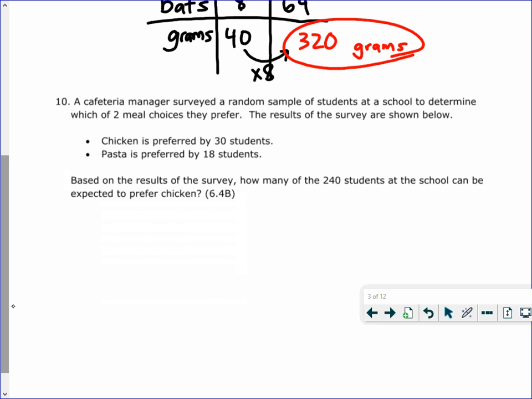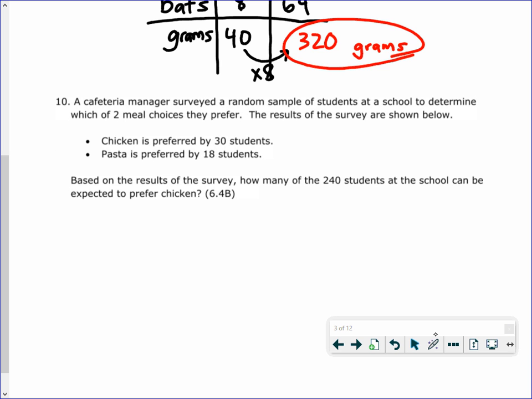A cafeteria manager surveyed a random sample of students at a school to determine which of 2 meal choices they prefer. The results of the survey are shown below. Chicken is preferred by 30 students. Pasta is preferred by 18 students. Based on the results of the survey, how many of the 240 students at the school can be expected to prefer chicken? So we have a total of 240 students, and we want to know how many of them eat chicken.